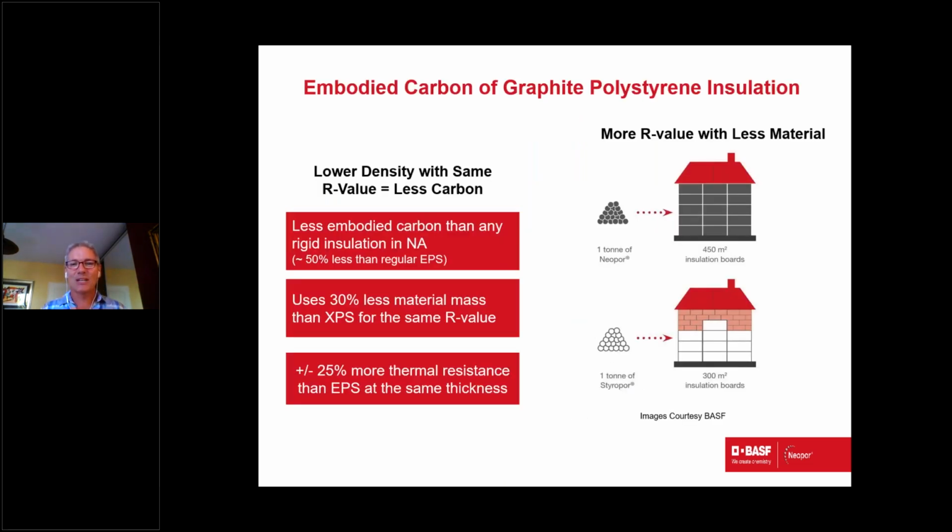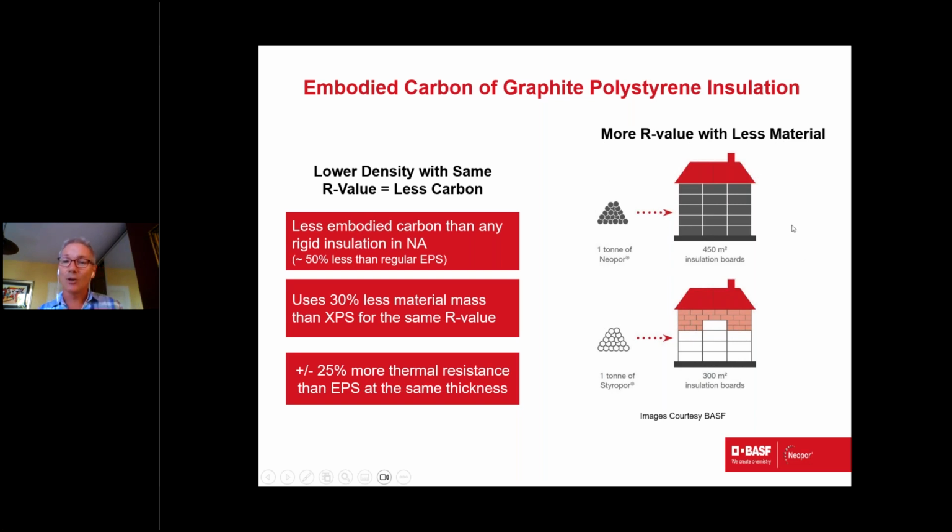So let's divide this screen into 2, and let's look at the right-hand side here. So if we're considering rigid polystyrene, graphite enhanced polystyrene, or just polystyrene sheathing in general, foam sheathing, one of the concepts that you have to remember is sometimes you get more R value with less material. So the density of a material or the amount of weight of a material directly affects its environmental burden, right? So if it takes 5 pounds of something to do the same job and you can do it in 2, well, you use less material, so you actually have a lower environmental burden.